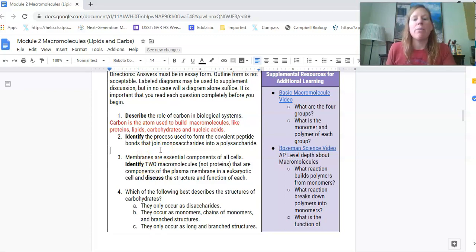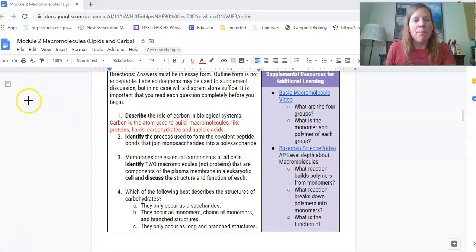The next one is identify the process used to form the covalent peptide bonds that join monosaccharides into polysaccharides. Now this wasn't covered in our video for our Do Now, but it is covered in the Bozeman science video. We did talk about it way back when of how bonds are formed when we look at macromolecules. I'm going to draw a little example on the side to help review it.